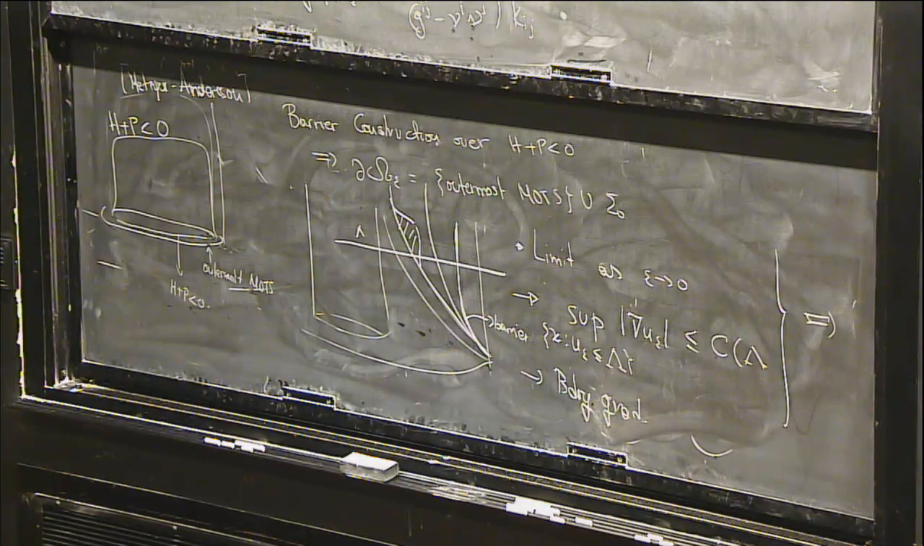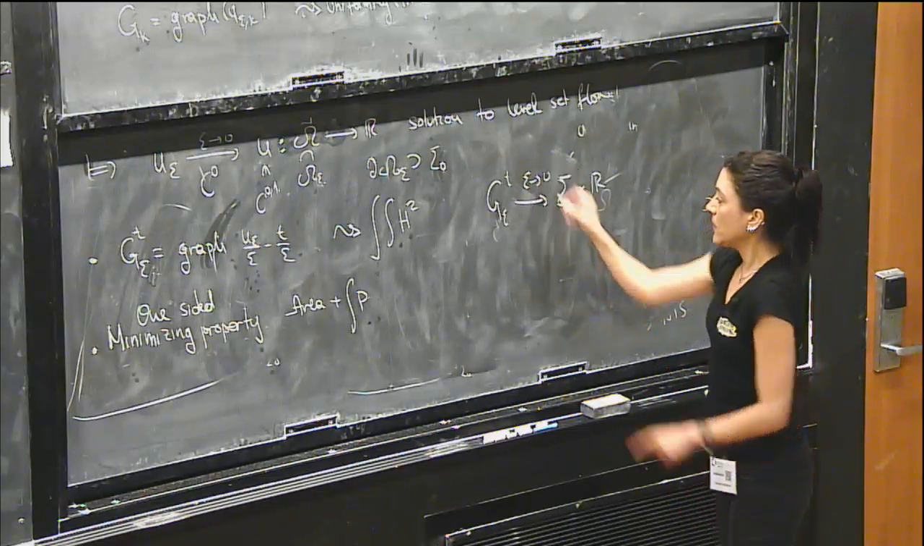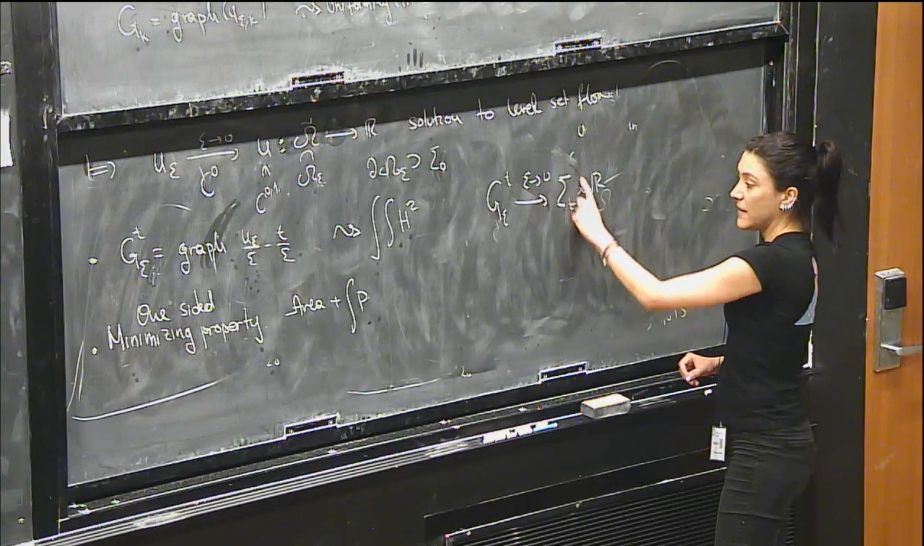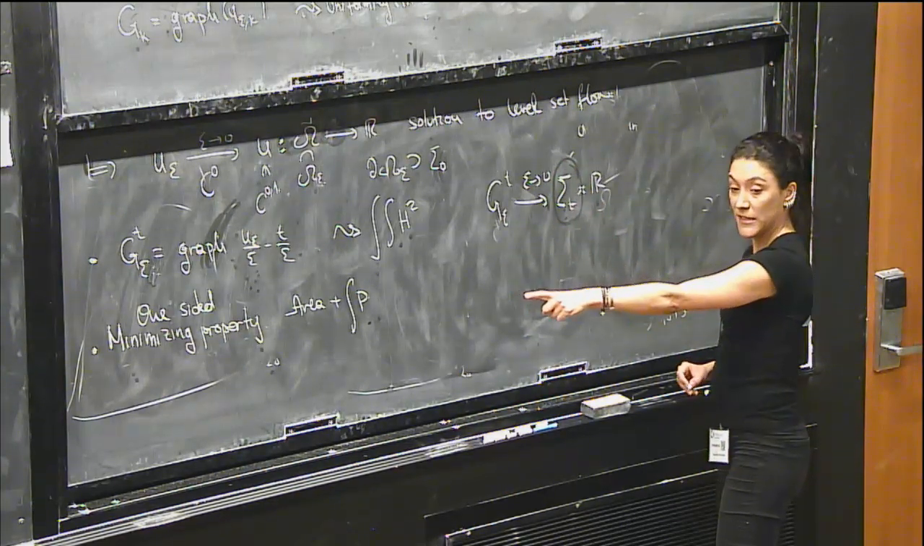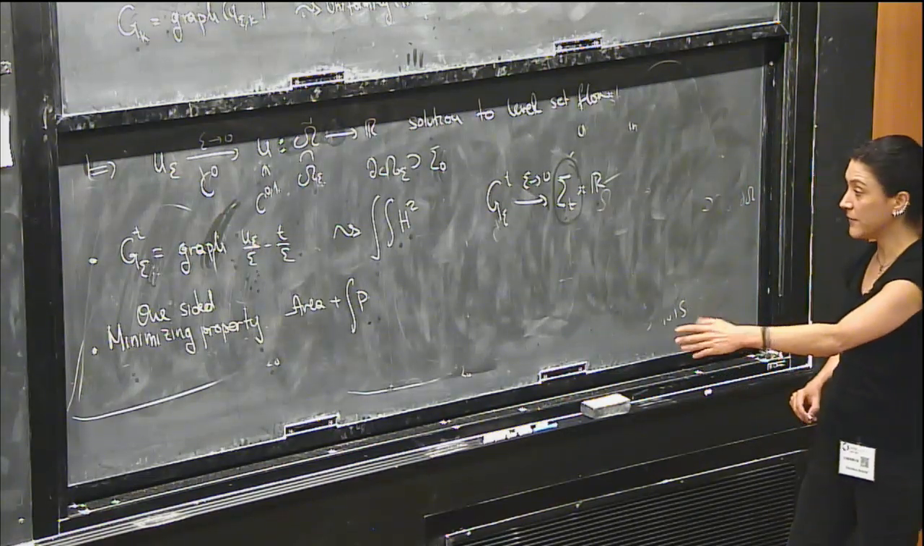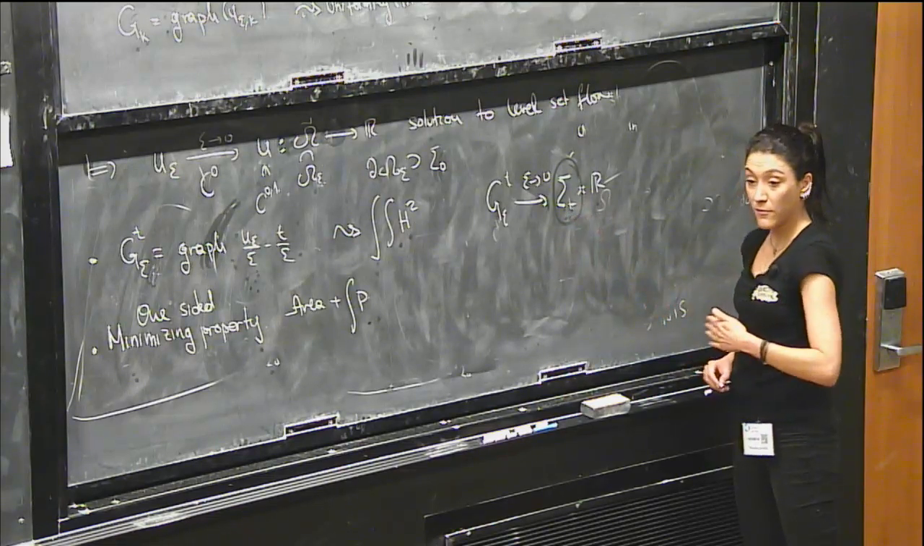You can use this minimizing property to say that when I take limits as epsilon goes to 0, these G epsilon T graphs converge to sigma T cross R. This is a level set of U cross R. These now inherit this minimizing property. So now you have a limit of surfaces, sigma T, the level sets of U, that converge to something.